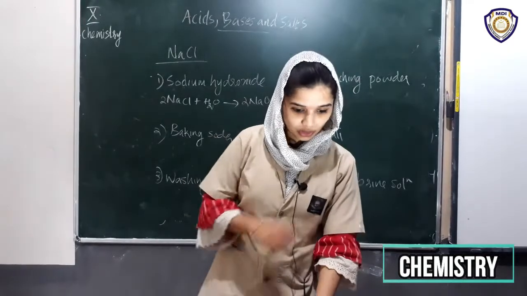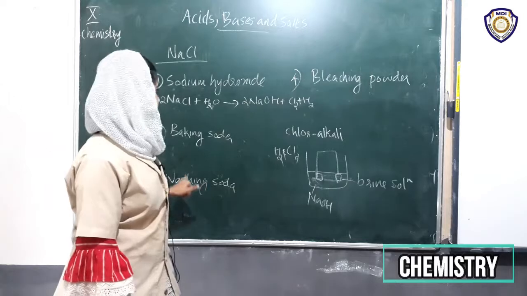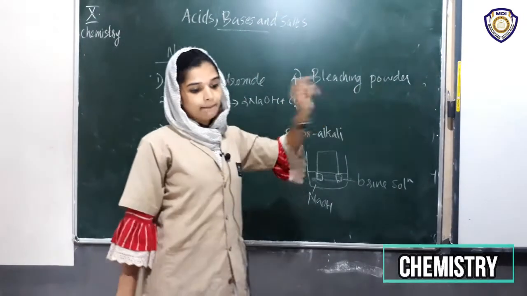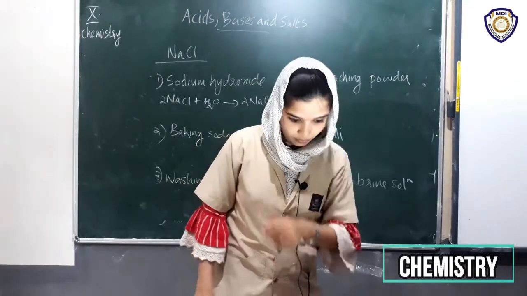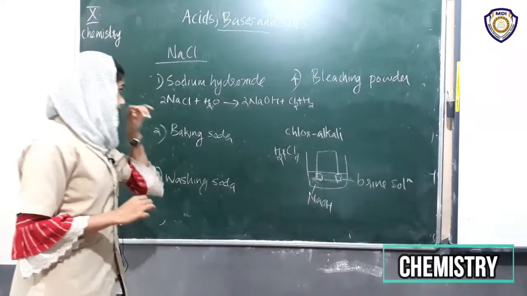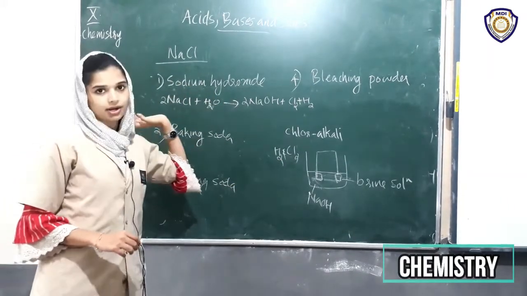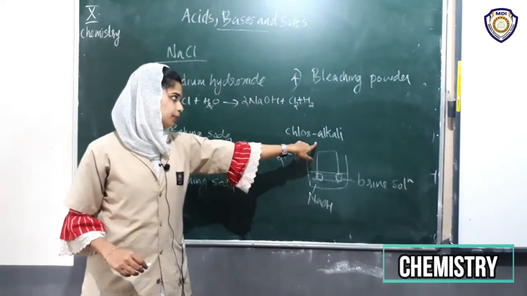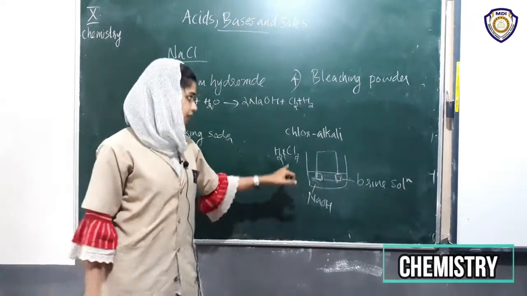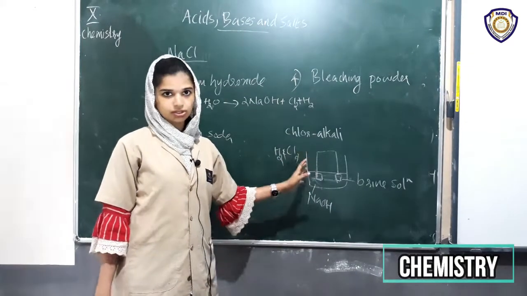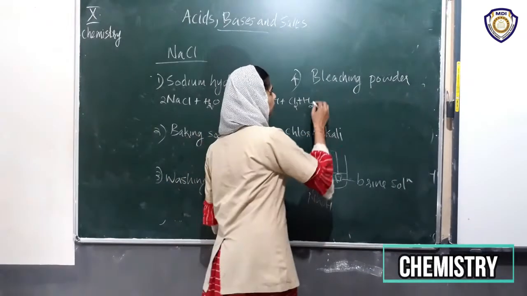Next we are discussing how bleaching powder is formed from NaCl. Bleaching powder is produced from the chlorine obtained from the chlor-alkali process. This is a process to make NaOH, and we also get hydrogen and chlorine from it. This chlorine is used to make bleaching powder.